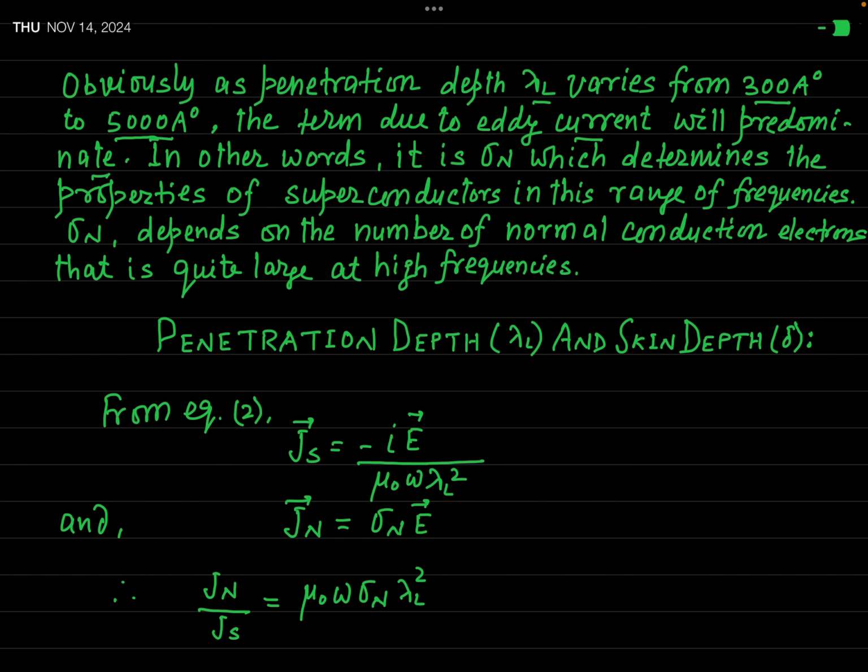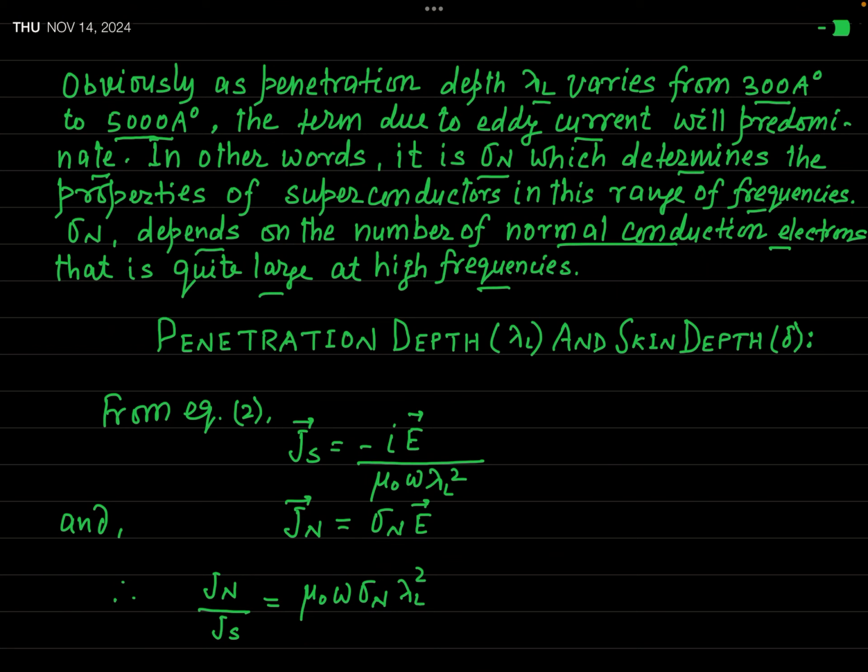In other words, you can say that it is sigma n which determines the properties of the superconductor in this range of frequencies. That is, the normal electrical conductivity will be the conductivity of the material. And so in this condition, the superconductor behaves just like a normal conductor. In this range of frequency, this depends on the number of normal conduction electrons, which is quite large at high frequency.